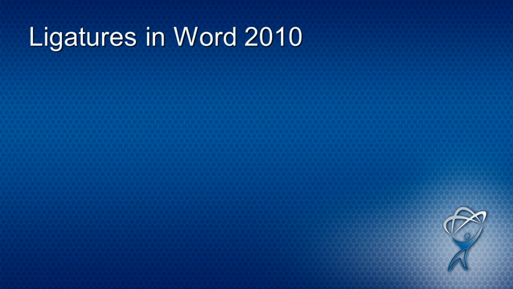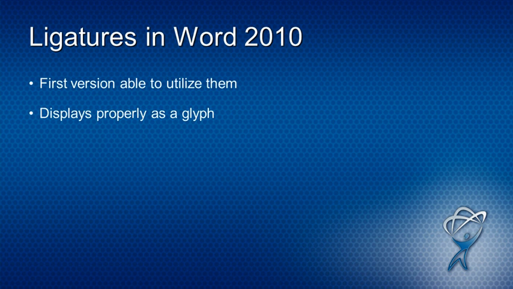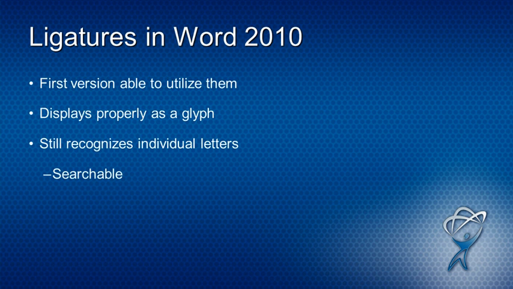In Word 2010, we first see the availability of ligatures and the ability to utilize them. They're going to display properly as a glyph, but the nice thing about it is Word will still recognize the individual letters. Why do we care about that? Well, it means that we can still search for things based on their spelling, and the spell check also still works. And those are two important things that weren't available before. Sometimes we could have inserted these things as symbols, but that kind of takes away the ability to make them searchable and work with the spell check.